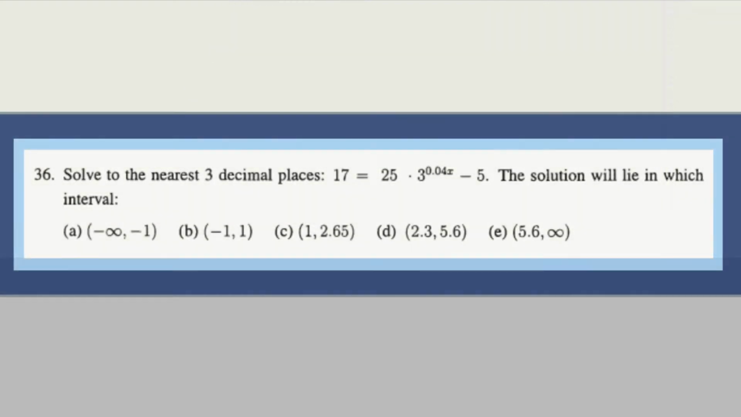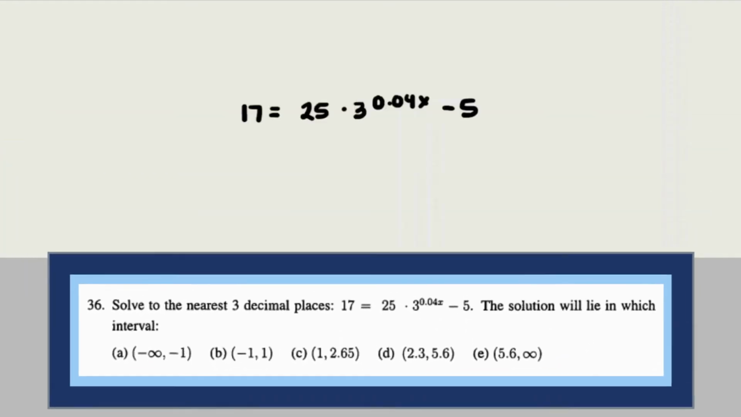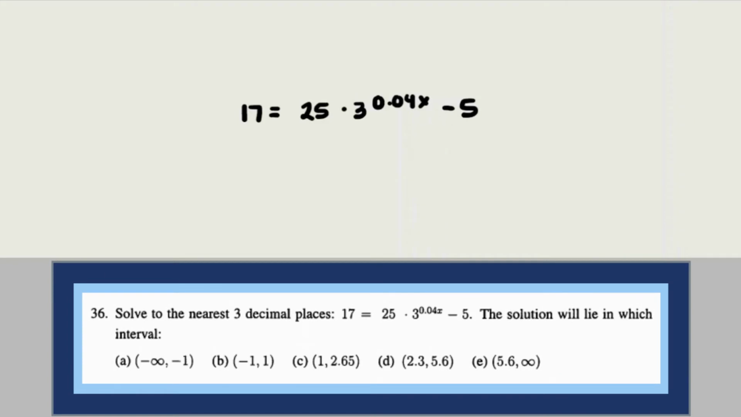Alright guys, so for question number 36, it says solve to the nearest 3 decimal places 17 equal to 25 times 3 to the 0.04x minus 5. And it says the solution will lie in which interval? Okay, so I'm going to write this down real quick. Alright guys, so I wrote down our equation.